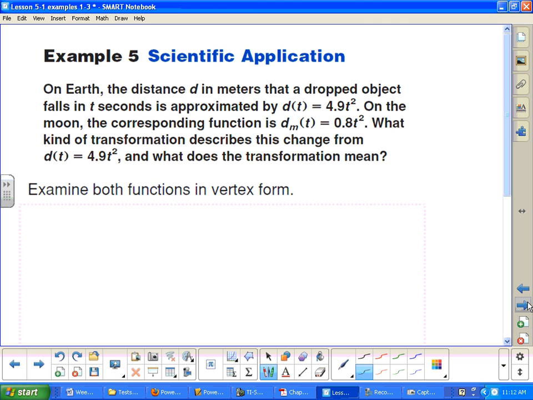lesson. Scientific application. So, on Earth, the distance d in meters that a dropped object falls in t seconds is approximated by d of t equals 4.9 t squared. Okay, that's gravity. If you're working with feet, it's 16, but in meters it's 4.9. On the moon, the corresponding function is d sub m of t equals 0.8 t squared. What kind of transformation describes this change from 4.9 t squared, and what does the transformation mean?